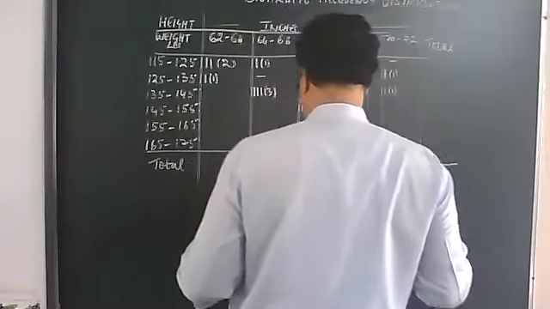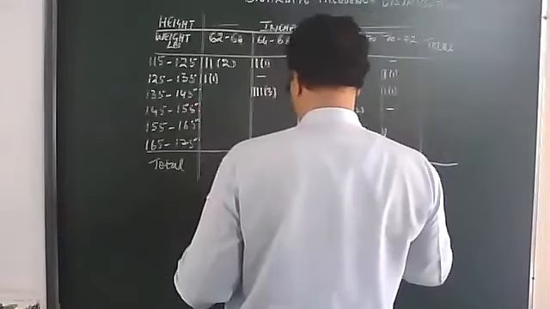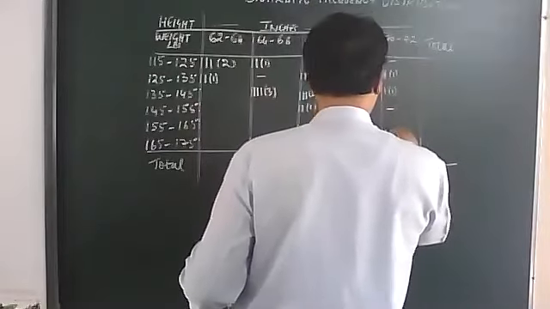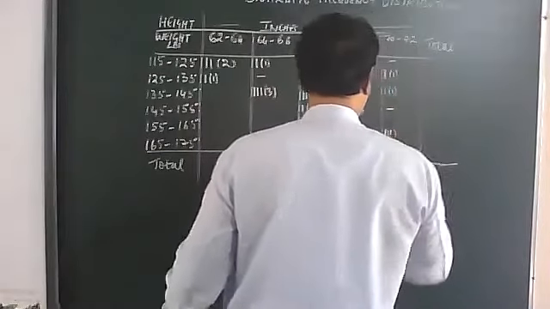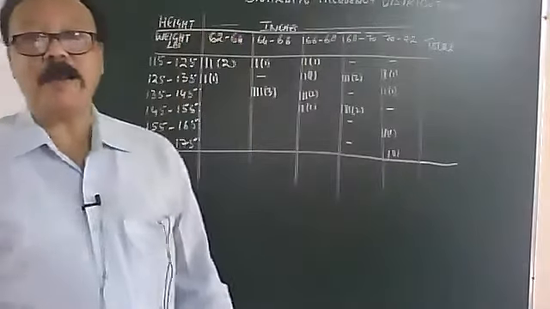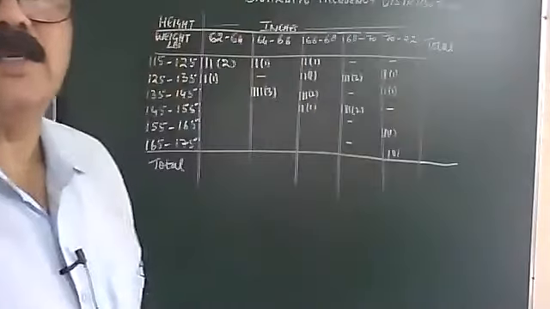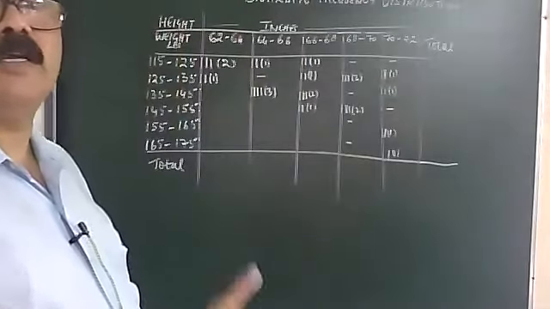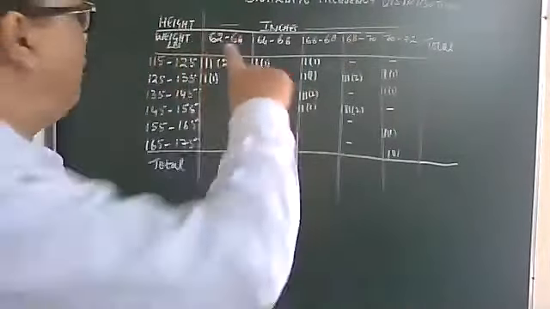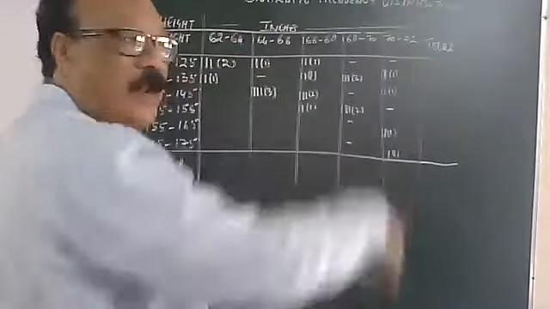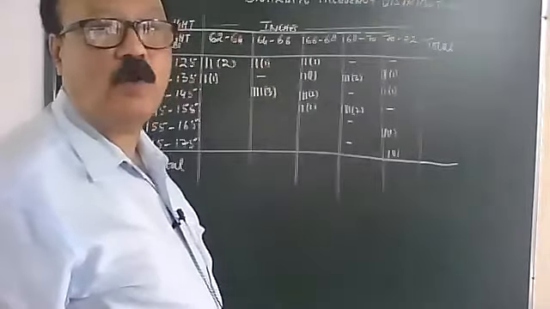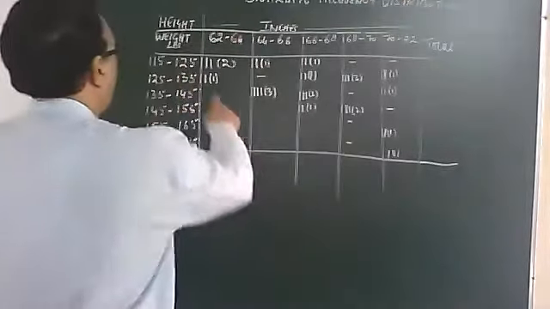Then this is a dash. This is 1. And this is 1. So in brackets, you are going to write the number of tally bars that are there in the class. Then what we are going to do is add them up horizontally and then vertically, and the total should be the same.